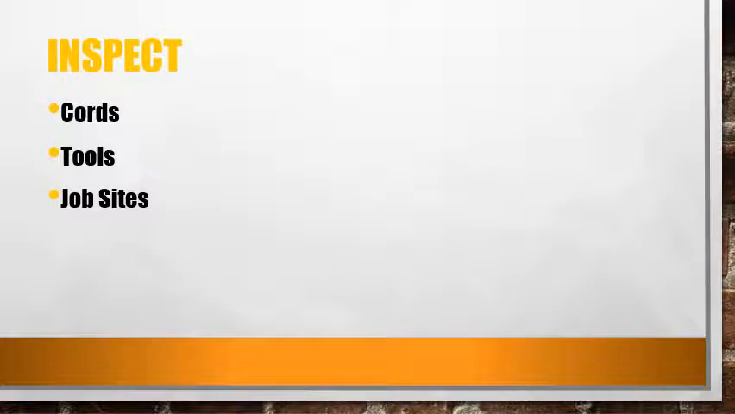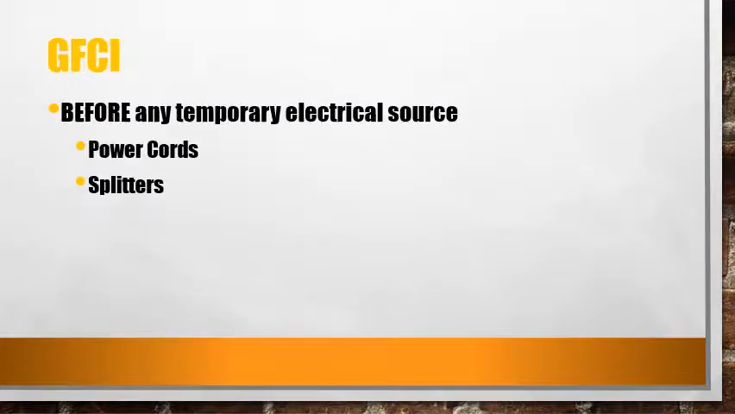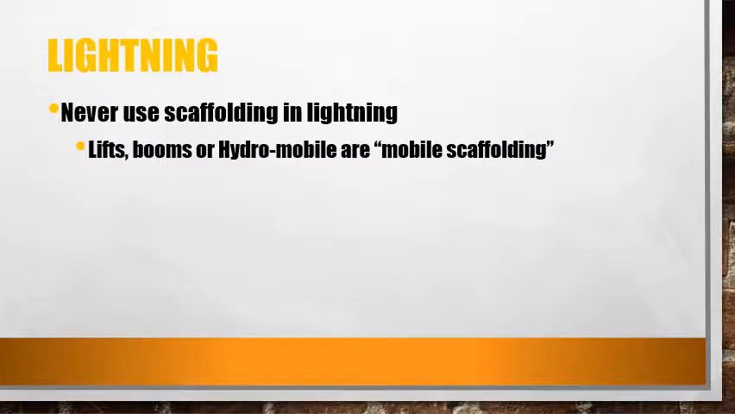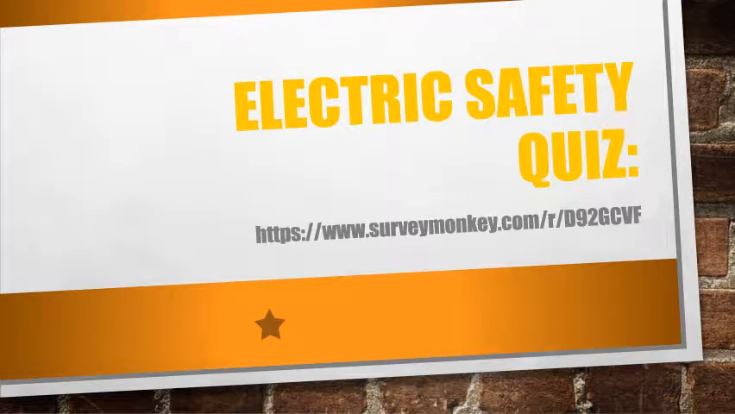Daily inspect your cords, tools, and your job site for electrical hazards. Attach a GFCI before any temporary electrical source, such as a power cord or splitter. Never use scaffolding during a lightning storm. Booms, lifts, or hydromobiles are considered mobile scaffolding. Do not use them during a lightning storm.